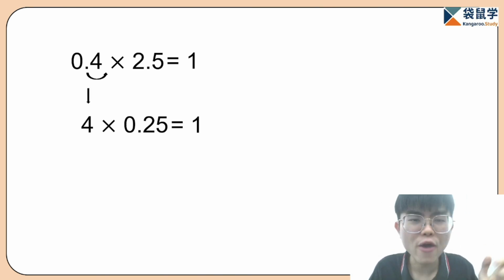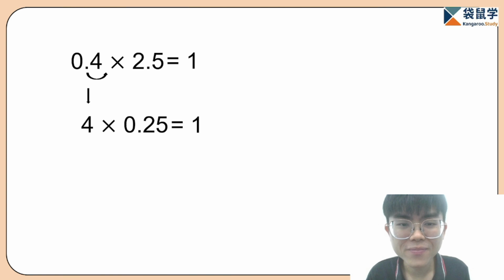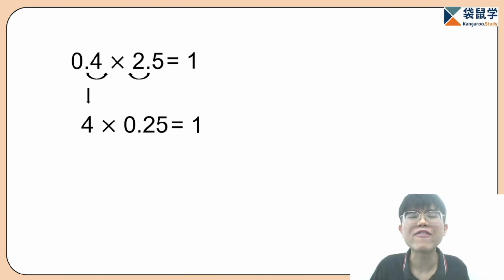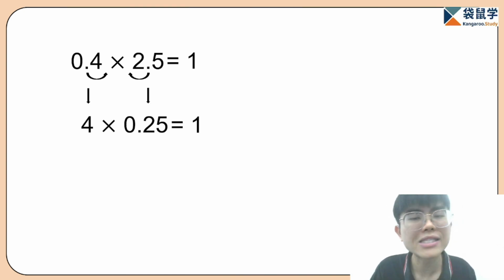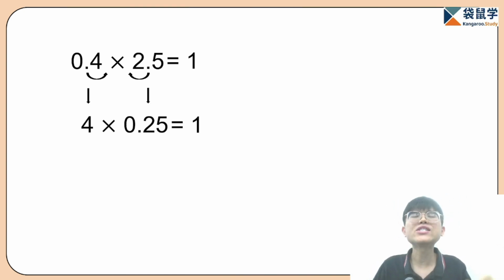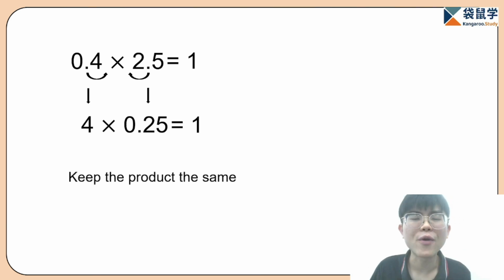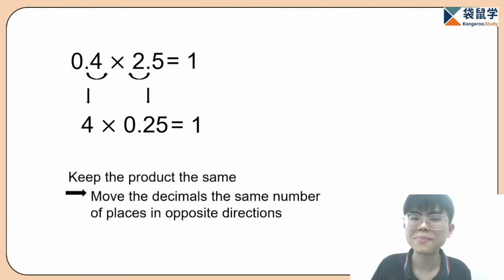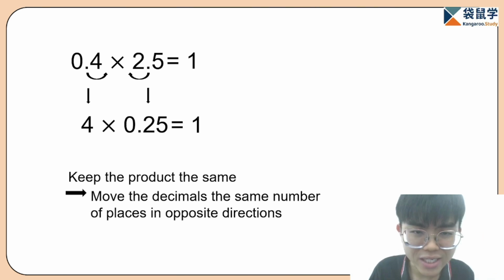How about the 2.5 and 0.25? We just have to move the decimal point of 2.5 to the left by one place, and it will become 0.25. So actually, in this multiplication, to keep the product the same, what we can do is move the decimal point of the multiplier by the same number of places, but in the opposite direction. So now, let's go back to our question again.